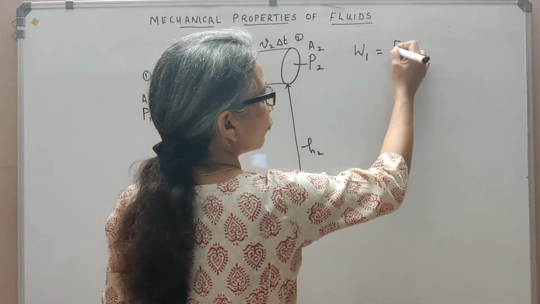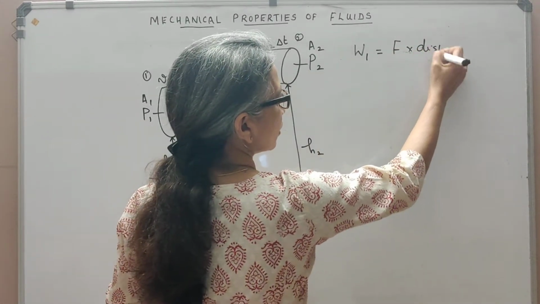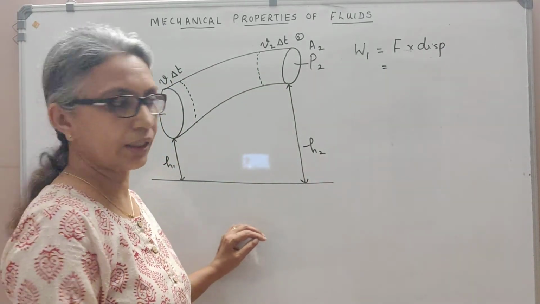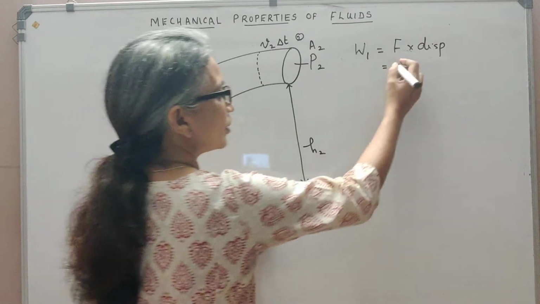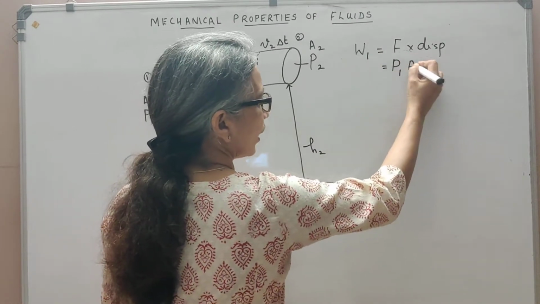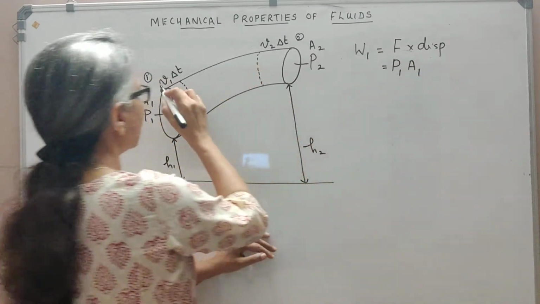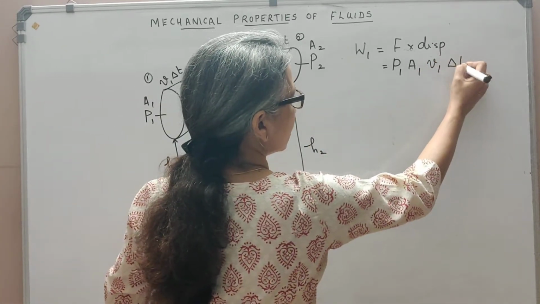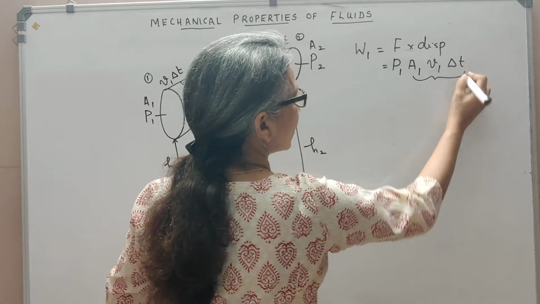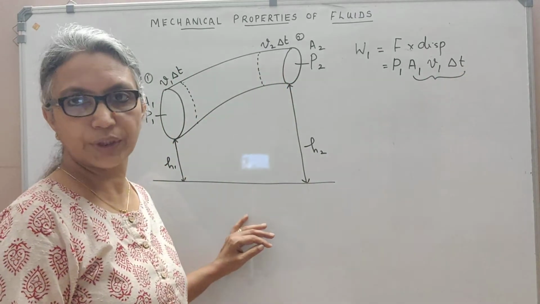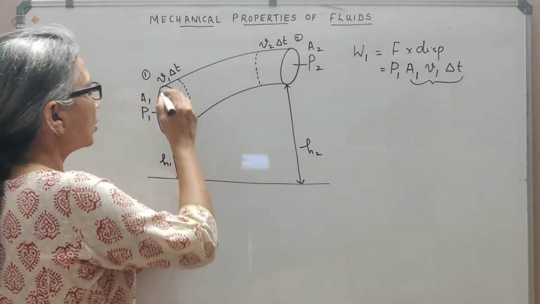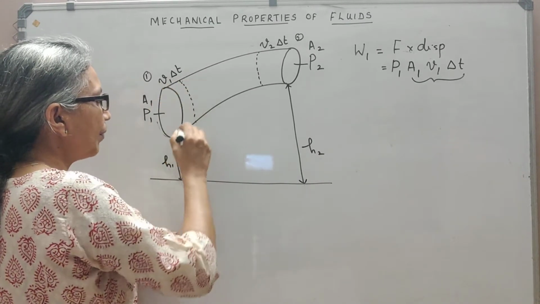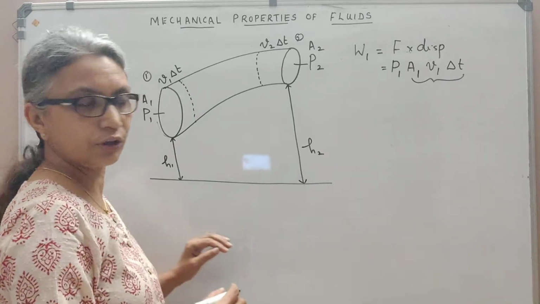Work done we know is force into displacement. Force we know is pressure into area, because pressure is force by area. And the pressure at this end is P1, area is A1, into displacement we know is v1 delta t. Here A1 v1 delta t should be the volume of fluid entering the pipe, because v1 delta t is the height and A1 is the base area. Base area into height we know is the volume.